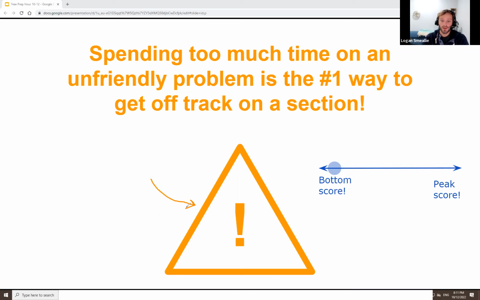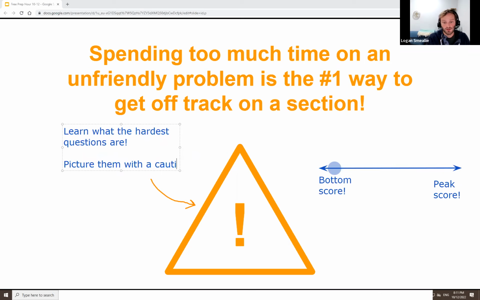But what I do tell everyone to do is learn what the hardest questions are. Pardon my typos here. Learn what the hardest questions are. Picture them with a caution sign on them. And what the caution sign is saying is, hey, beware. If you start to take too much time, if you really don't know what to do here, just be aware this question is not your friend. It's going to suck you in for 3, 4, 5 minutes, and it might put you at risk of a test timing disaster.